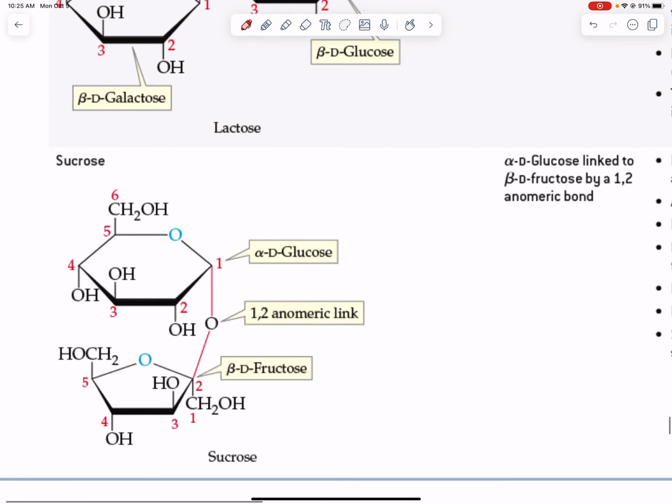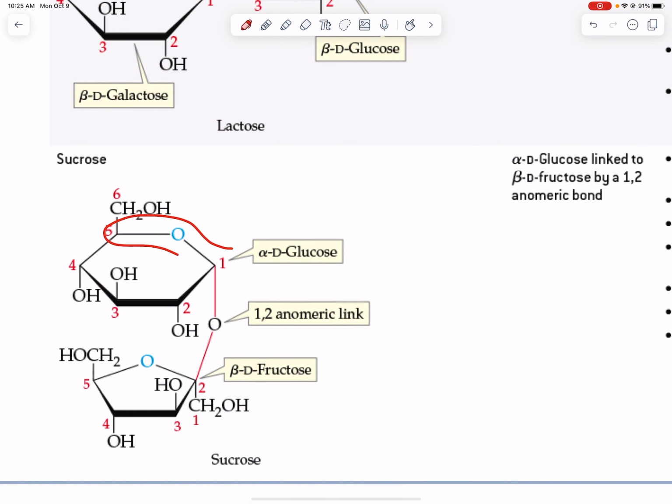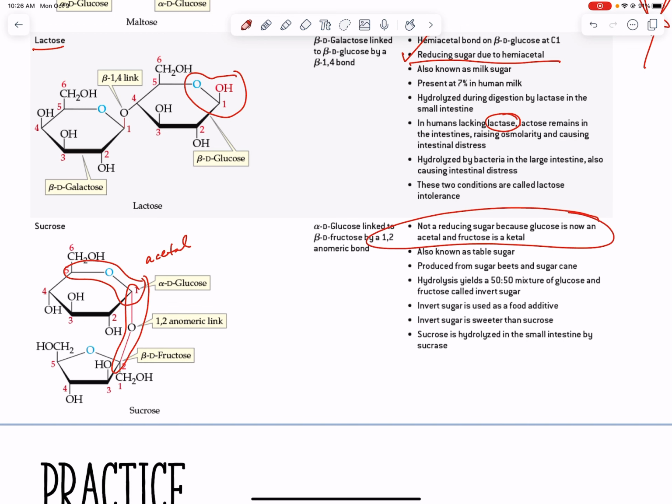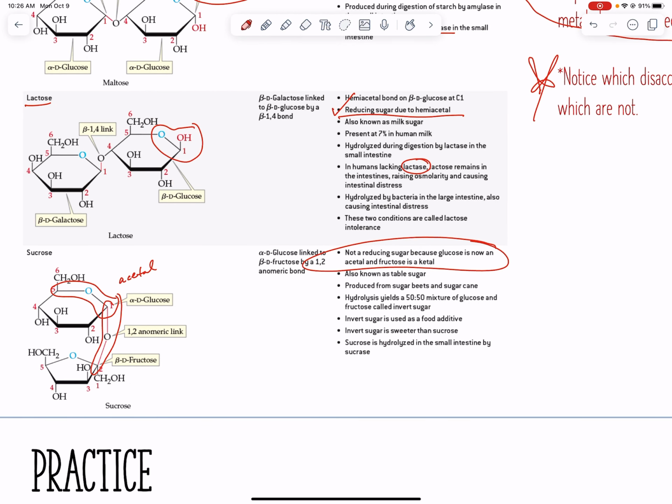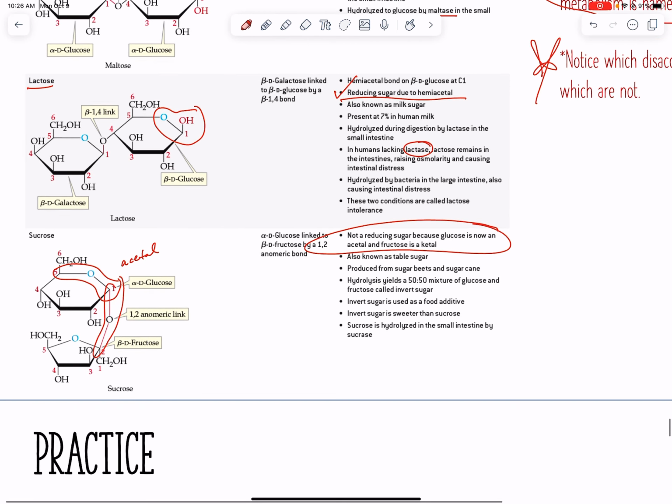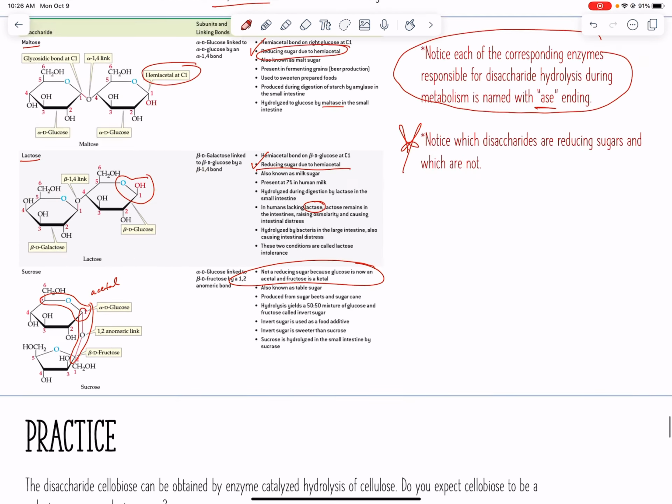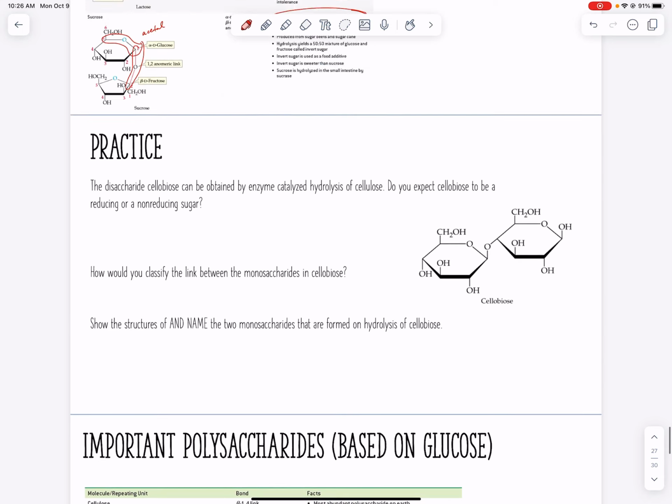But on sucrose, if you look at carbon number 1, I see an ether group, and then I see a second ether group. There's no OH group on this first carbon. There's no hemiacetal. This one is an acetal. And so this one is, you'll see, not a reducing sugar, because glucose is now an acetal. And ketal, we don't have it on the fructose monomer either. So, that actually leads us right into this practice question. What do we have left? Really not much left. We're almost done.